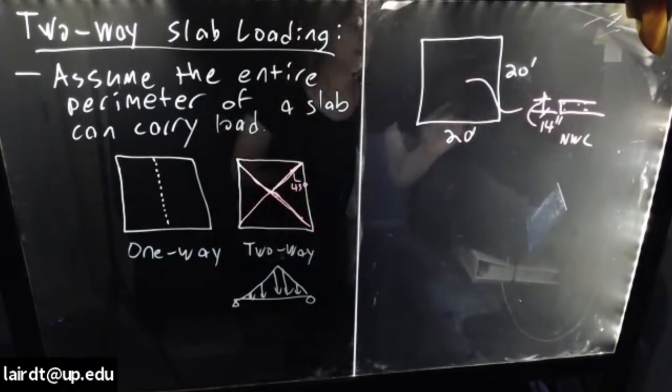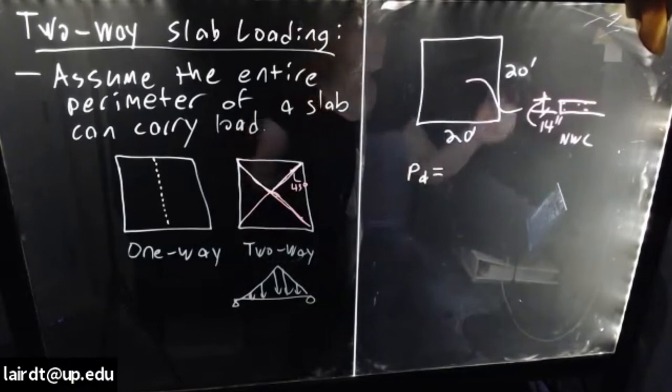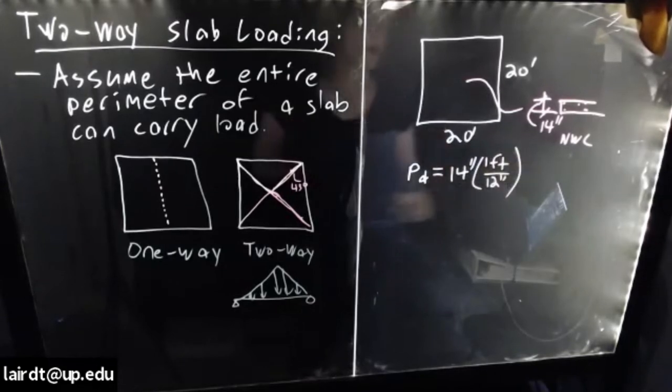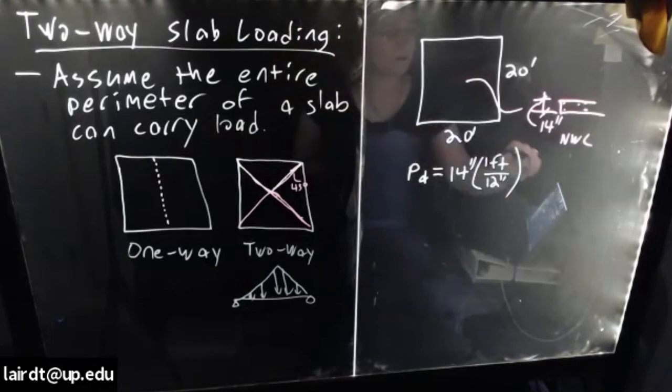So the first thing we want to do is find a distributed area load. A dead load, for example, would be a P dead. I tend to use P's for pressure loads, distributed loads. So for the slab itself, we have 14 inches thickness, and we need to convert that to a thickness in feet. So I'd multiply by 1 foot divided by 12 inches. And then I would multiply by the specific weight of concrete, which we learned last time was 150 pounds per cubic foot, assuming normal weight concrete.